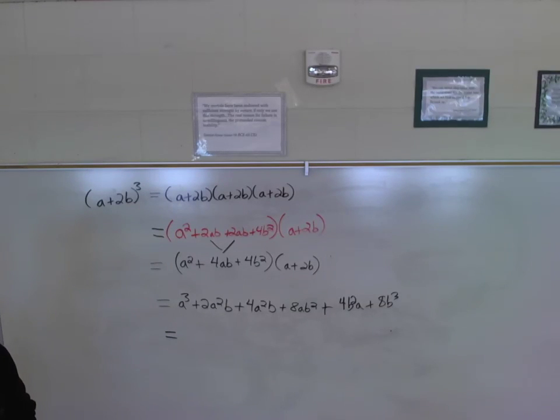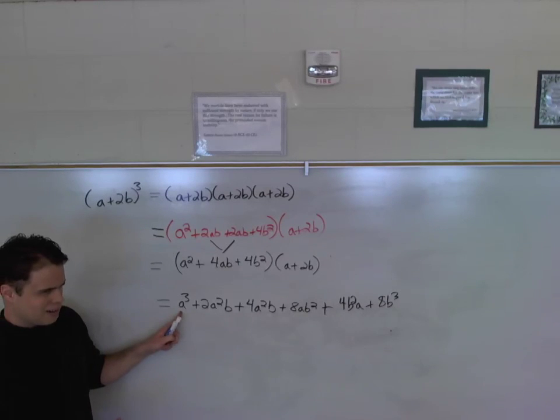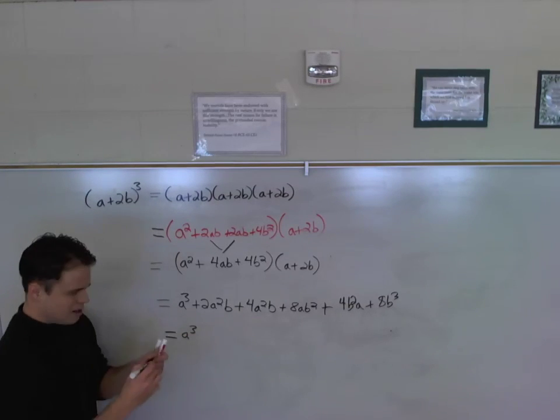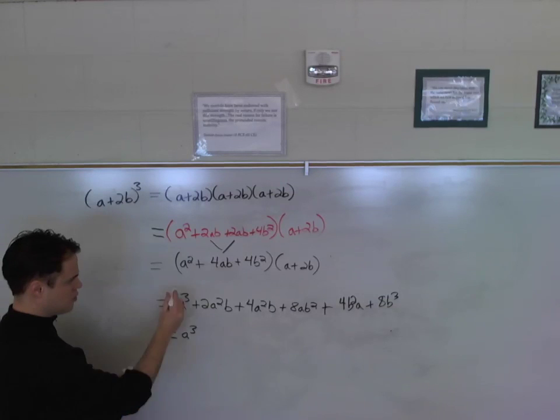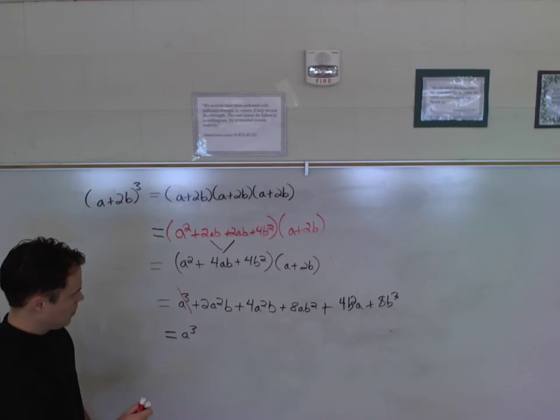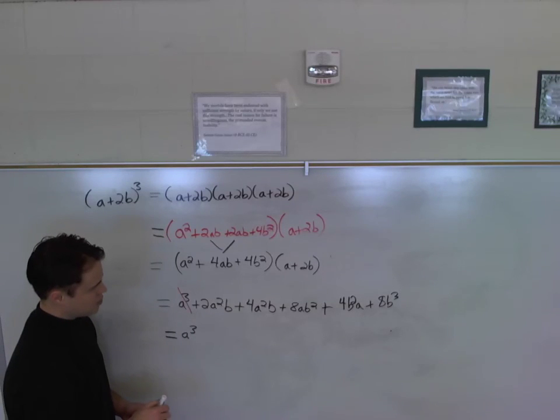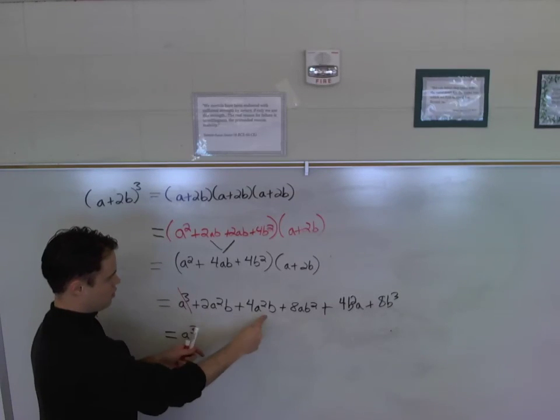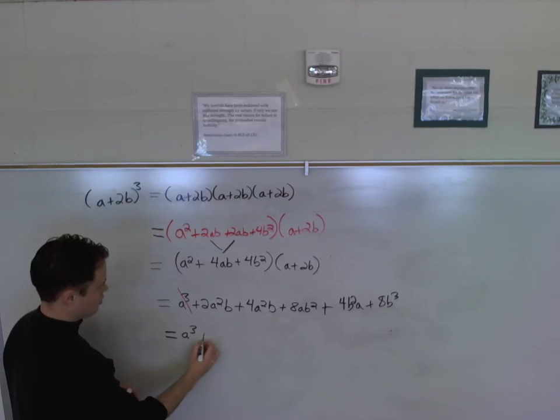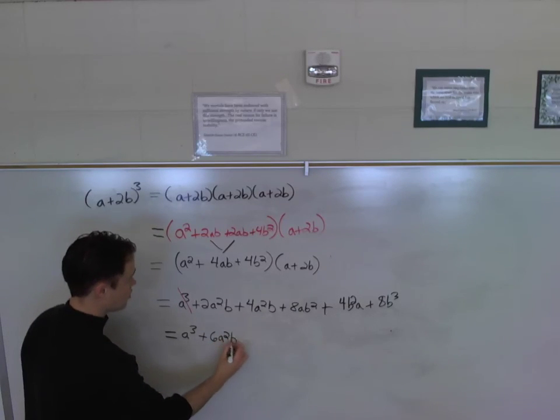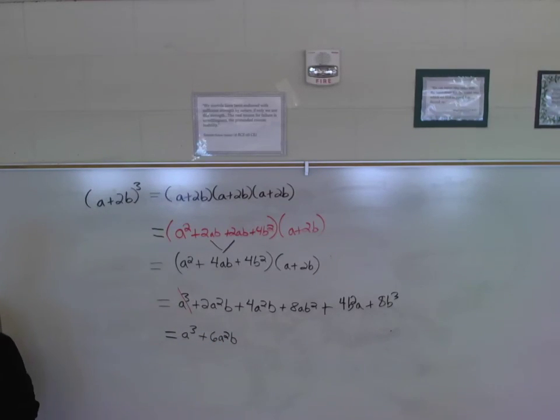What do we have that's the same? Is there any other a cubed stuff? No. And you might want to cross stuff out as you go. So I'm going to say no. A squared b stuff. Do we have a squared b stuff anywhere else? Here and right there. 6 of those a squared b things. Does that make sense? That's the way you want to think about this.